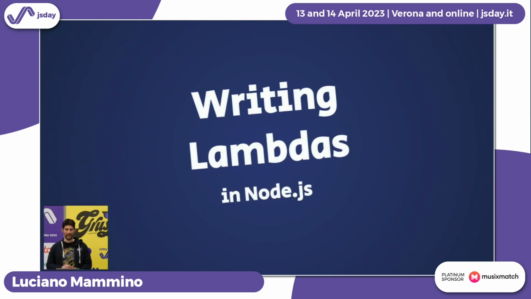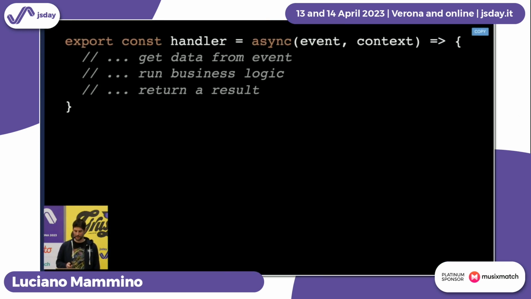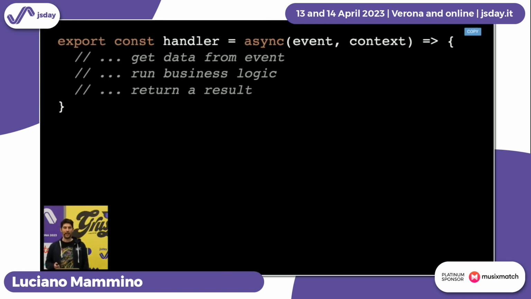Okay, let's finally get to write some code. And we are going to write our first Lambda in Node.js. I said that a Lambda is just a function, so surprise, this is a Lambda. It's a function. And generally you call your Lambda function a handler, and it's async because you might want to use await inside this function and do different things. For instance, you can use fetch or call a database or use the SDK to connect to DynamoDB.